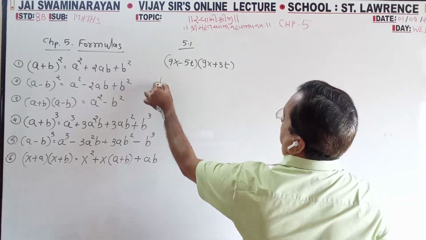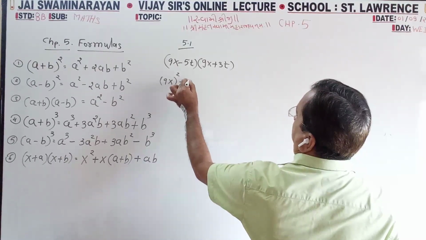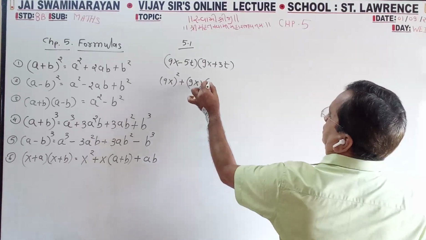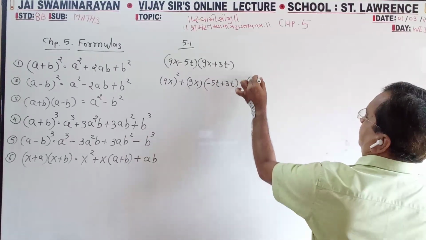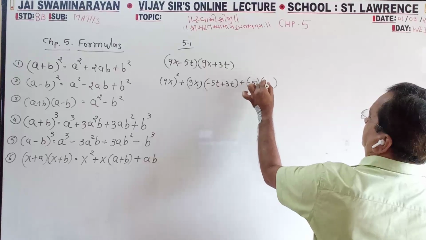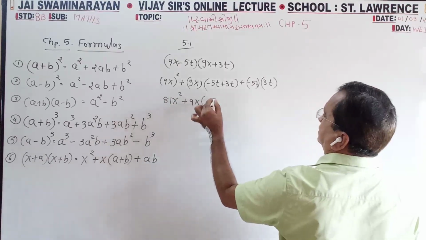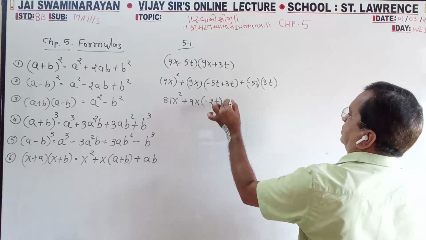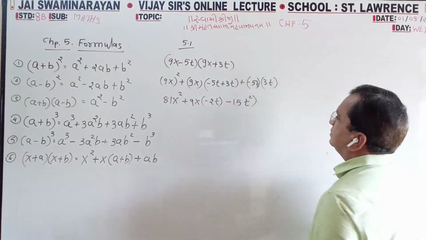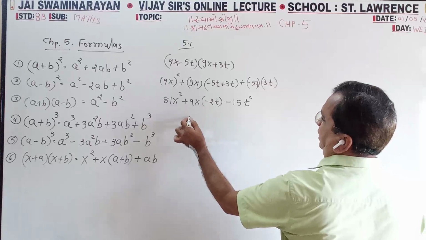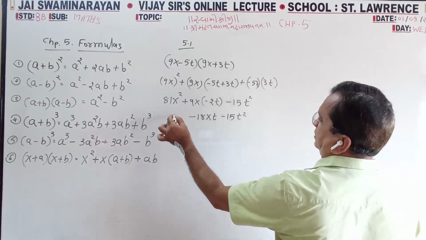So square of first term, plus first term into (minus 5t plus 3t), minus 5t into 3t. 81x square plus 9x into minus 2t, minus 15t square. That is 81x square minus 18xt minus 15t square.